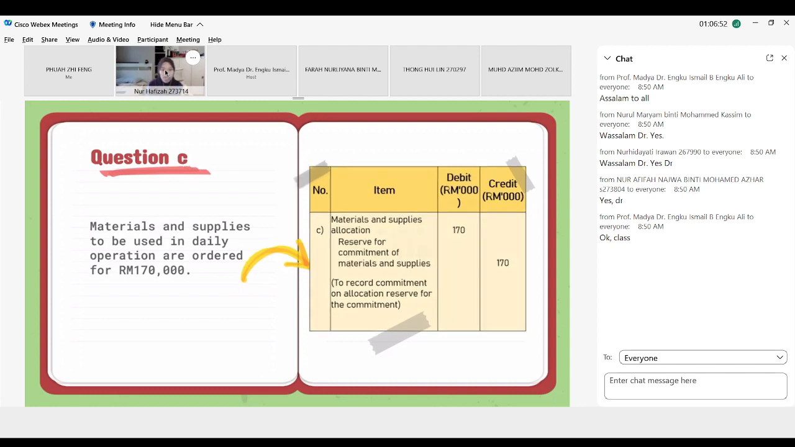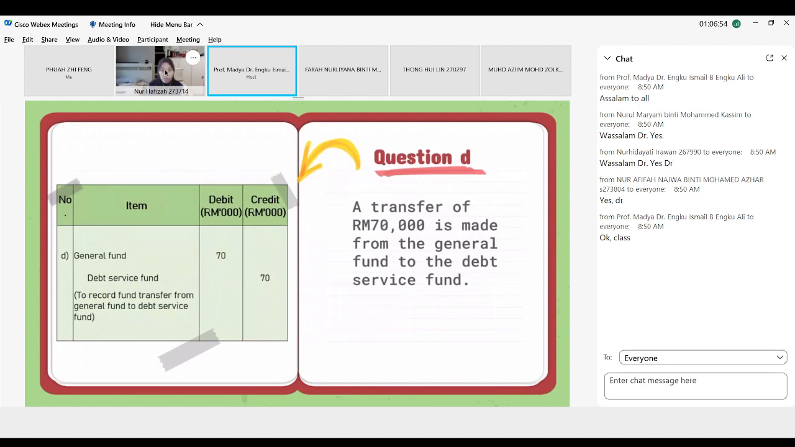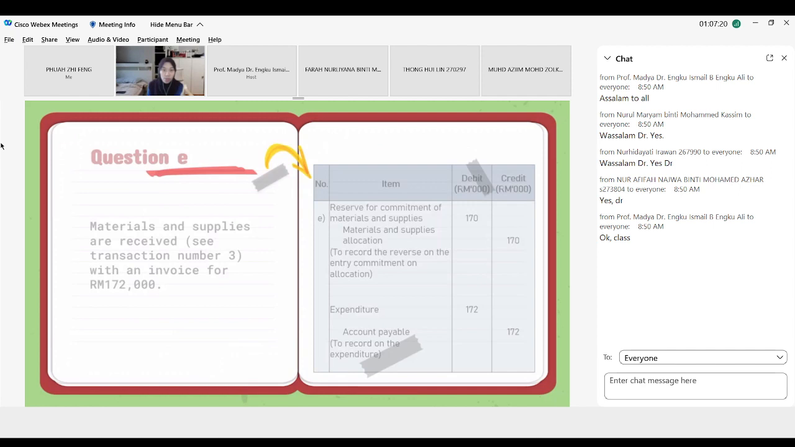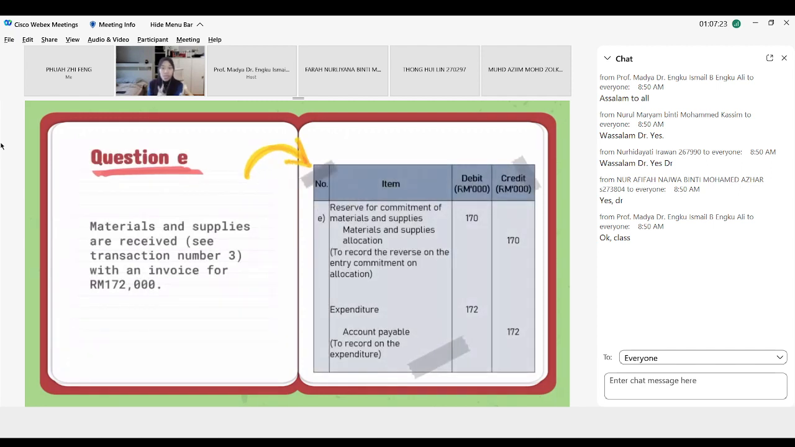So next, the transaction is about a transfer that is made from the general fund to the debt service fund. So for this journal entry, a total of 70,000 ringgit will be debited in the general fund account, and with the same amount, 70,000 ringgit, will be credited in the debt service fund to show the transaction of that transfer. So for transaction E, there will be two journal entries here.